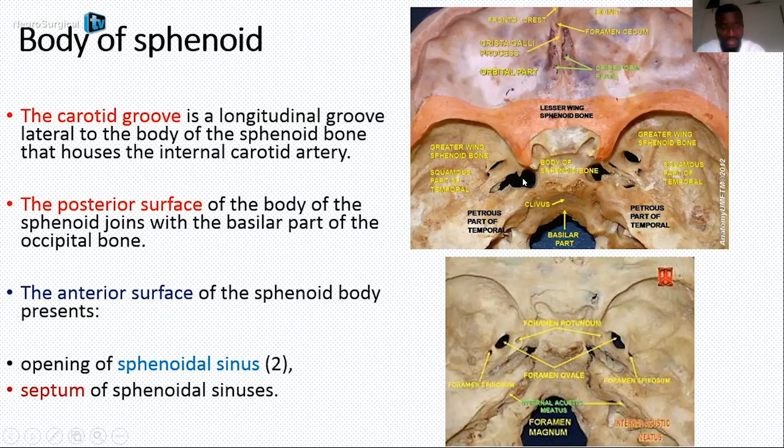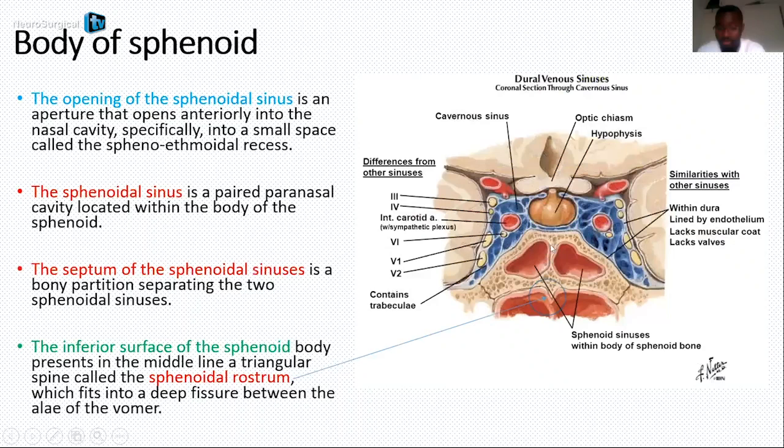And the anterior surface of the sphenoid body presents the opening of the sphenoid sinus. You have two sphenoidal sinuses and the septum between them. I'm going to show you. You have here the sphenoidal sinus, and here we have this. You have here the septum between these two sphenoidal sinuses.